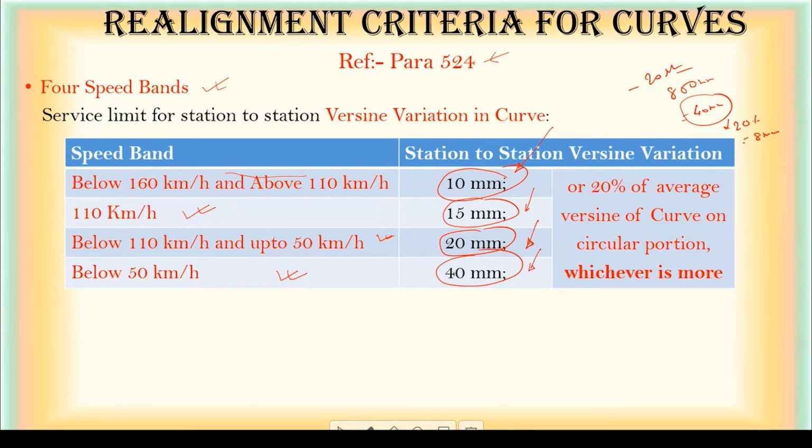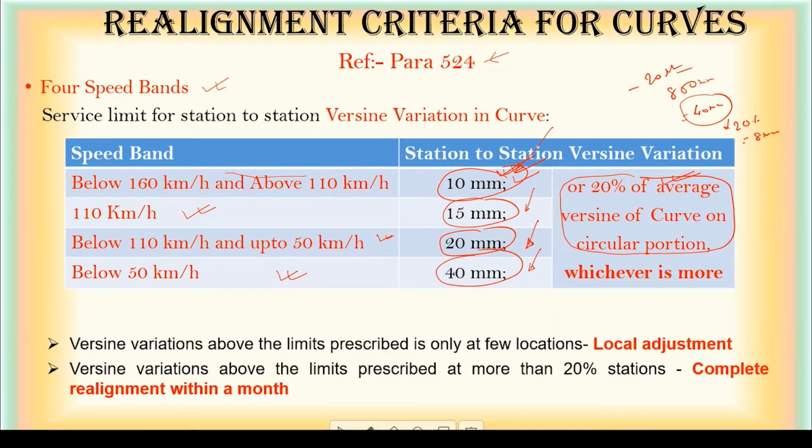So now whichever is higher, if this 10 mm is higher, we will compare it with 10 mm, or if this value is higher, we will compare it with this value. The stations which are exceeding either this value or 20% of average versine, those will be counted, and after counting what will be done? If the variation are at few locations, we will do local adjustment.